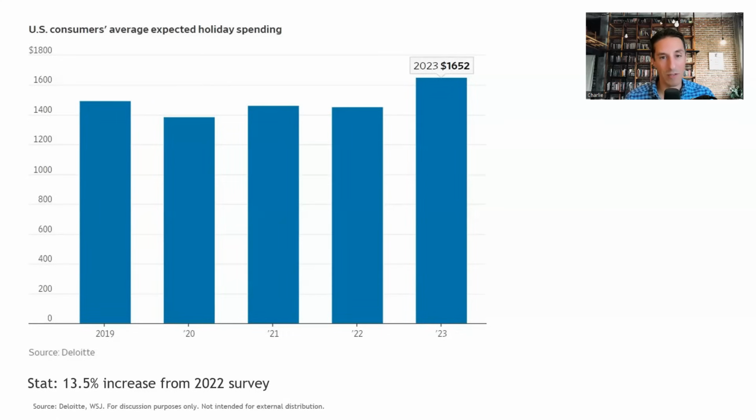The average U.S. consumer is saying they're going to spend around $1,652 this year. So very interesting to see that from this survey, where again, consumers very rarely admit to spending more than they did, or a lot more than they did, a year ago. And here we have a 13.5% increase. Now, what are some of the reasons why the U.S. consumer might be feeling comfortable increasing their spending this year?